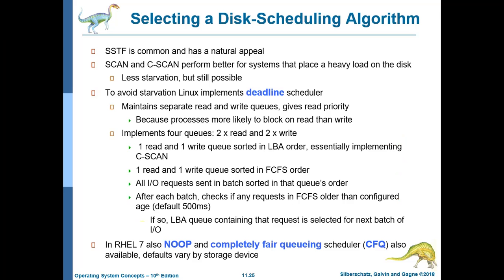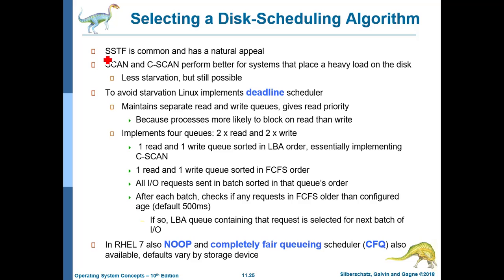So, selecting a disk scheduling algorithm. In this content, we have SSTF. Shortest seek time first is common and has a natural appeal. But as you can see, I've only demonstrated first come first serve, SCAN, and C-SCAN, because as of this date, these are the three most common disk scheduling algorithms.